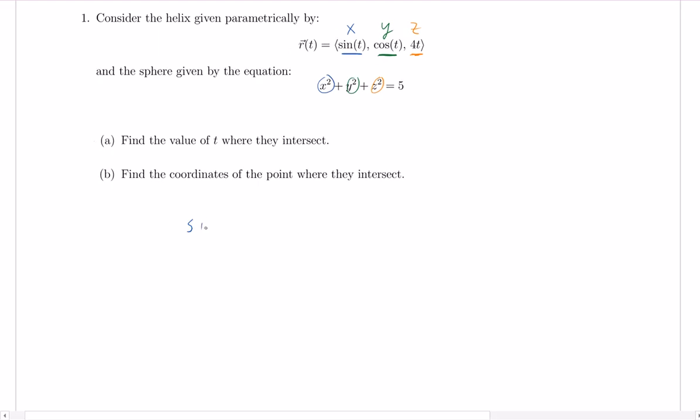Here we have x squared is going to be sine of t squared. Y squared is going to be cosine of t squared. And z squared is going to be 4t, the whole quantity squared. So that's 16t squared. And that should be equal to 5. And of course we can simplify this. Sine squared plus cosine squared is of course 1.